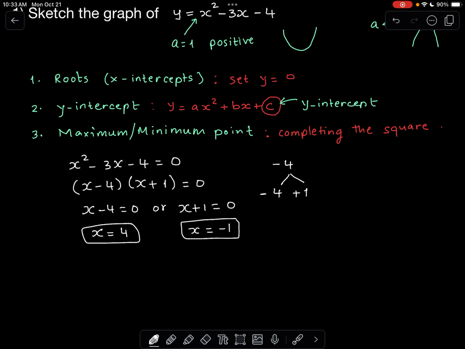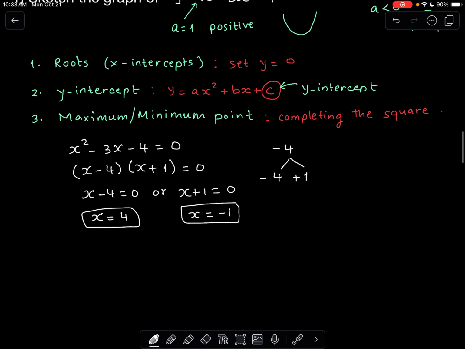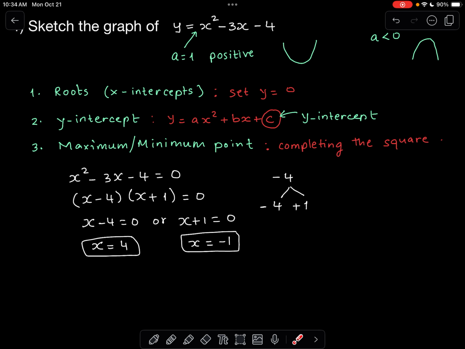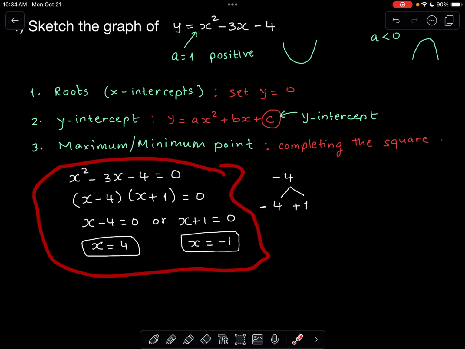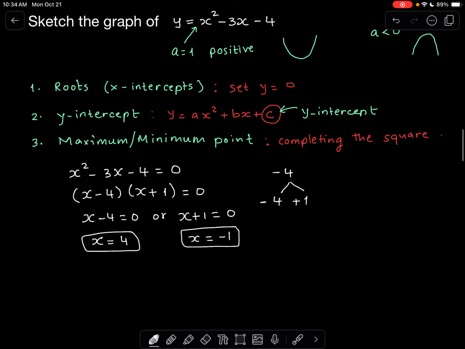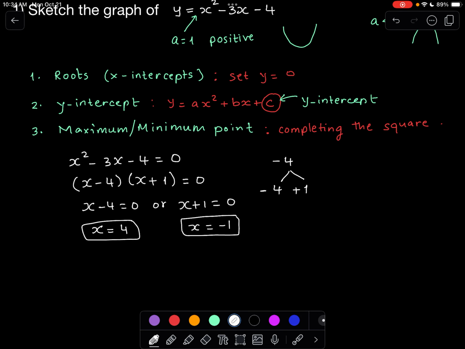You may do this by using your calculator to get the roots. When the question is to sketch, you're not expected to show this working. If you just write x equal to 4 and x equal to -1, you will get full marks. Since this is the first question, I'm writing all these steps so that you can have an example if you're making notes. Right, so I got the x-intercepts, or we may also call them the roots. We're done with the roots. Now let us look at the y-intercept.